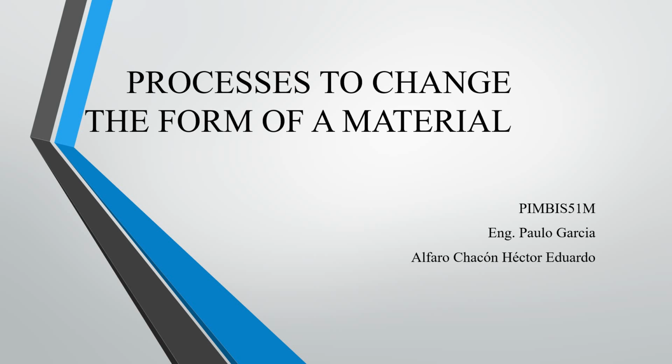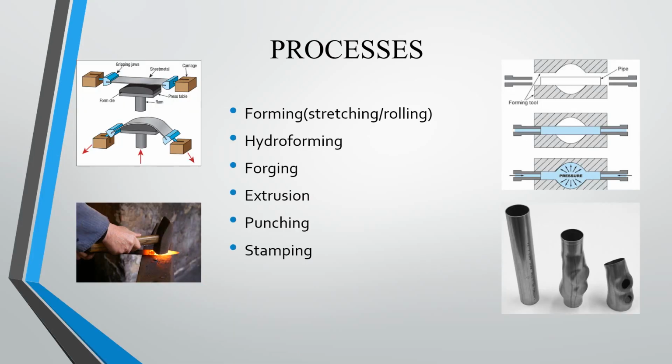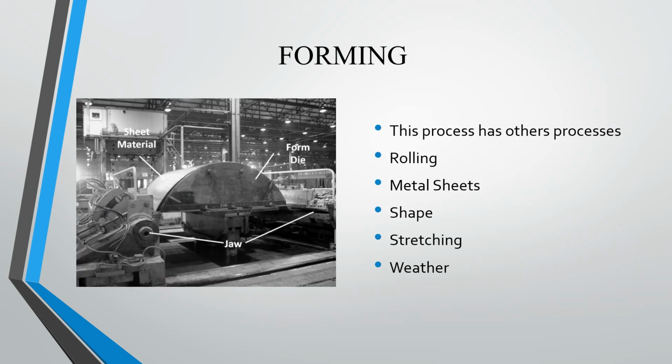I'm going to show you the processes to change the form of a material. Here, the companies have a lot of options to choose one, depending on the product that they want to produce. The processes that I'm going to talk about are forming, hydroforming, forging, extrusion, punching, and stamping. So let's start. Forming has other two processes inside of it, like stretching and rolling.